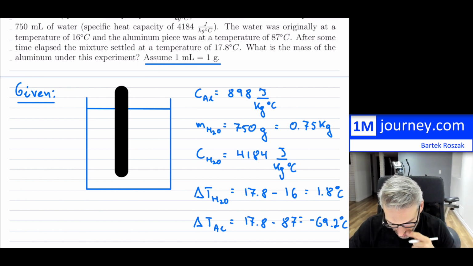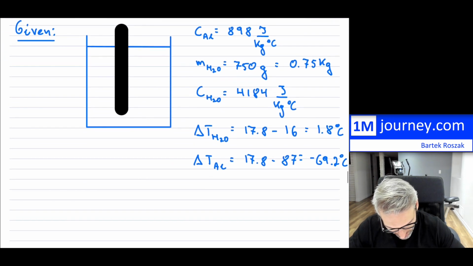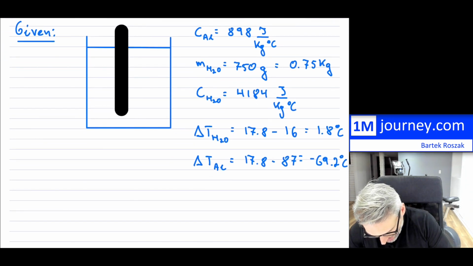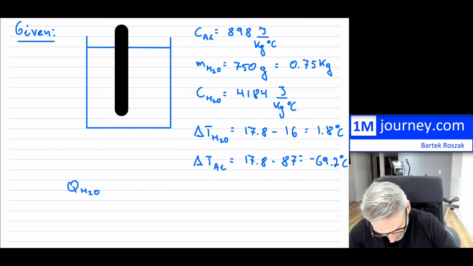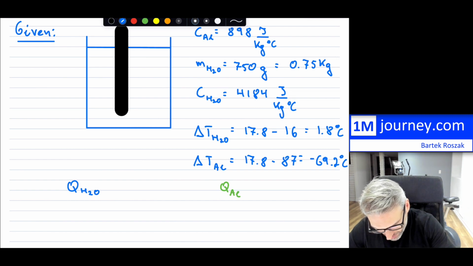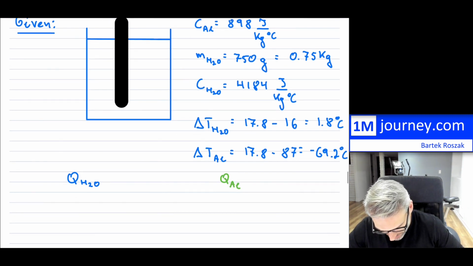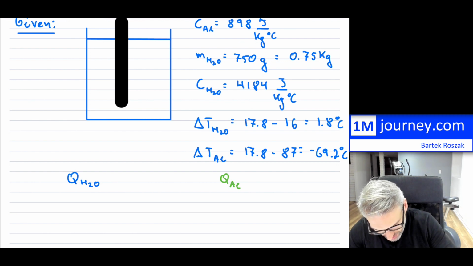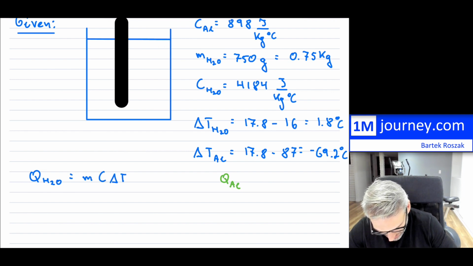What is the mass of the aluminum under this experiment? The change in energy of the water, in terms of magnitude, is going to be the same as, maybe I'll put it in a different color, the change in the aluminum. Because we know everything about the water, we can go ahead and do that first. The change in water is equal to the mass times the specific heat capacity times delta T. So let's substitute all that in.